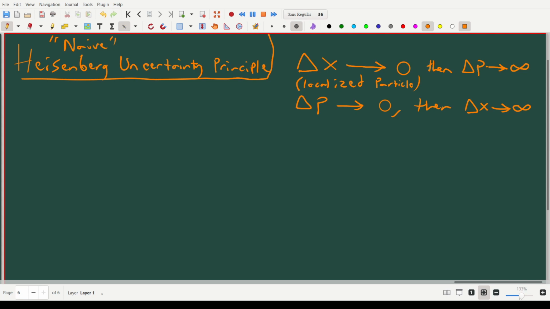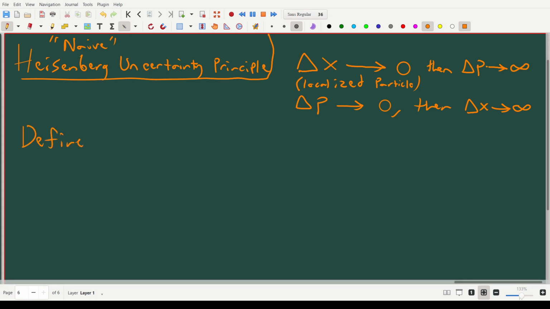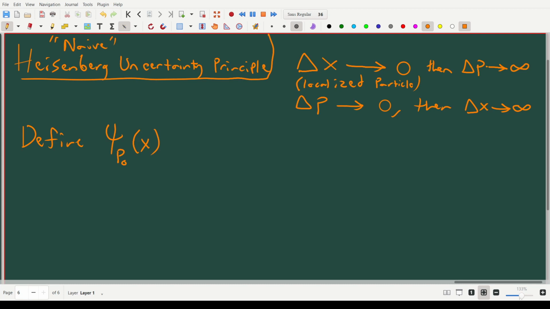So what I'm going to do is define my state. I'm going to use this to my advantage. I'm going to pick one of these limits. So I'm going to define my wave function at a very specific momentum. All right, I'm going to know exactly how much momentum it has. And I'll say it has momentum p naught. And it's a function of x. We're not going to worry about time here. And we know that it's a wave. Right? We said that a particle with defined momentum is a defined wave, has a defined wavelength.